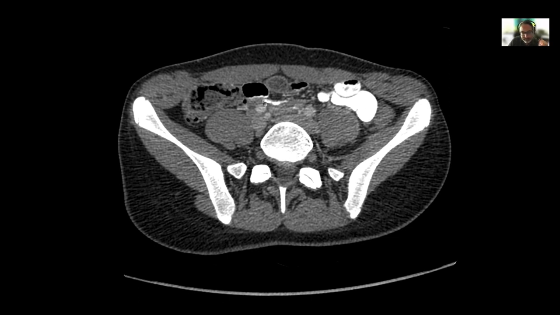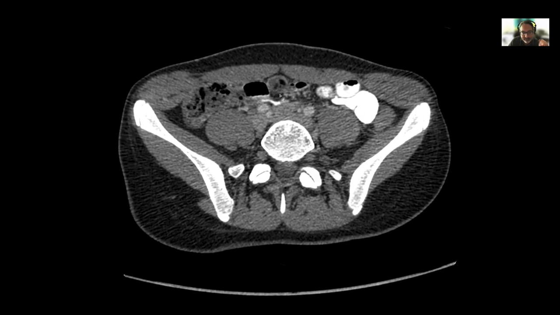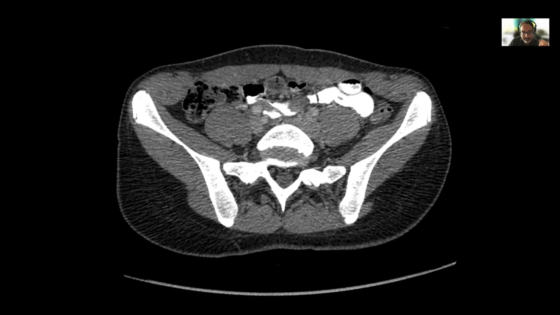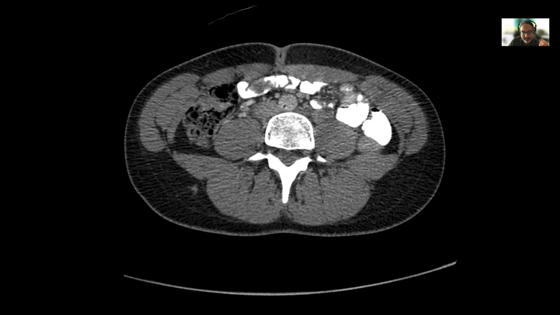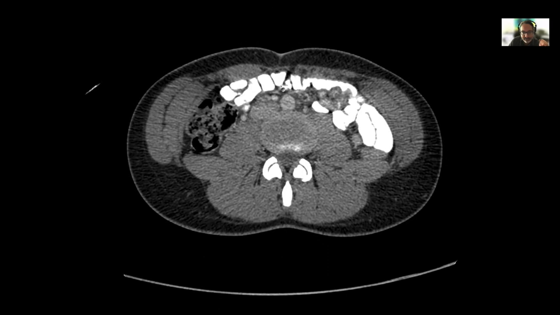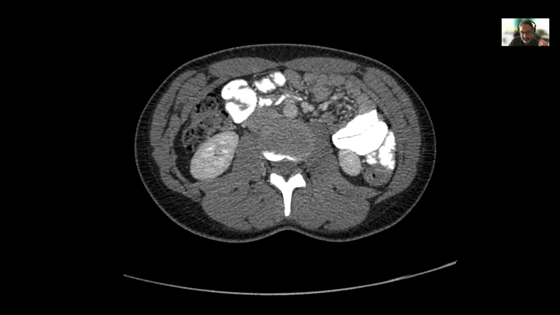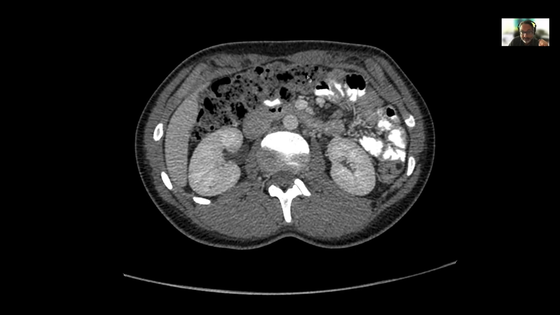So those are the ileal loops. Now let me move up superiorly again. Oh no, I'm sorry, I'm going down. So these are the ileal loops. We'll go up. Superiorly, this is again the ileal loops. This is all ileum here, and this is still all ileum. This is the transverse colon, but behind it is ileum.